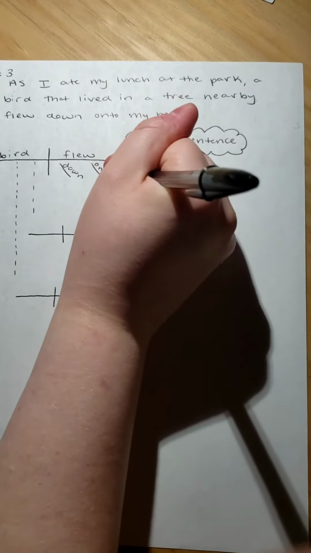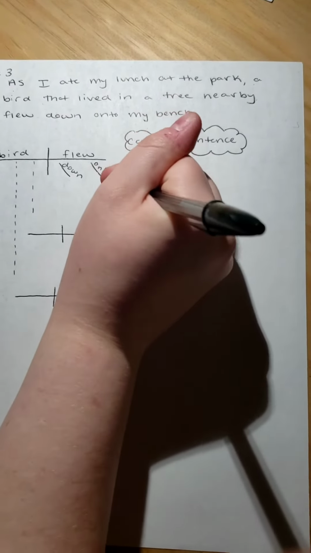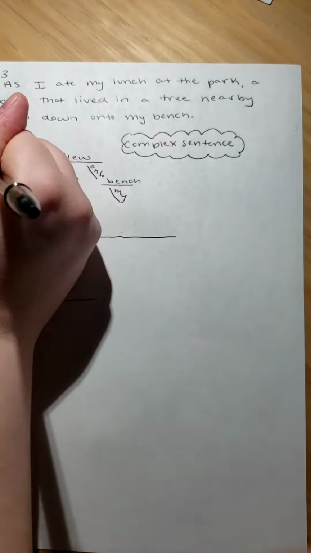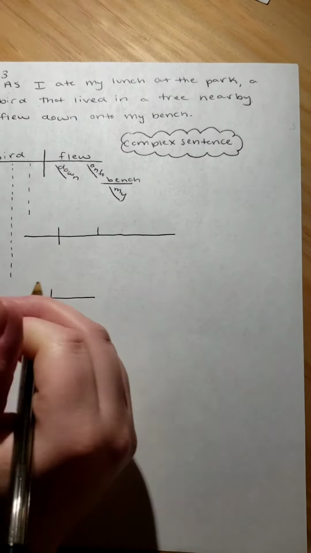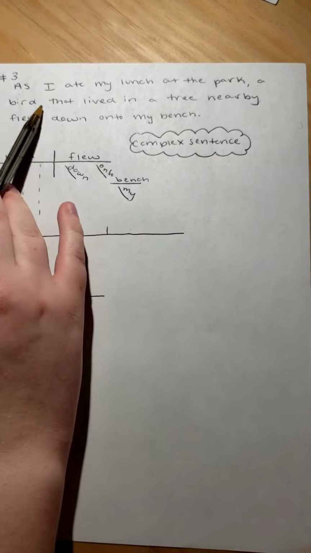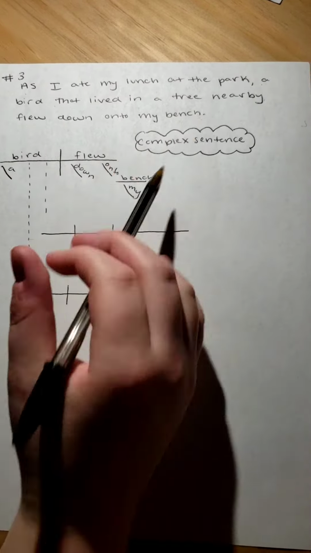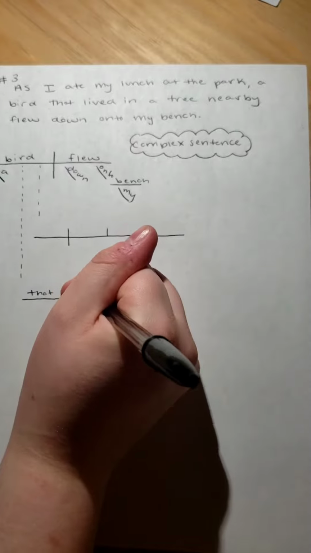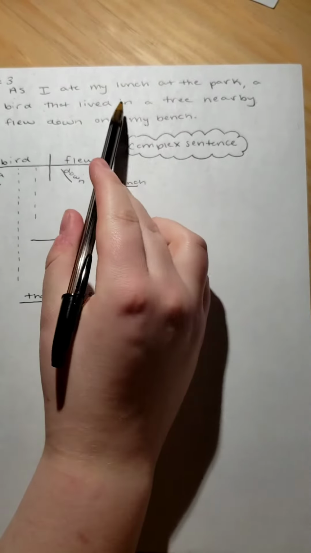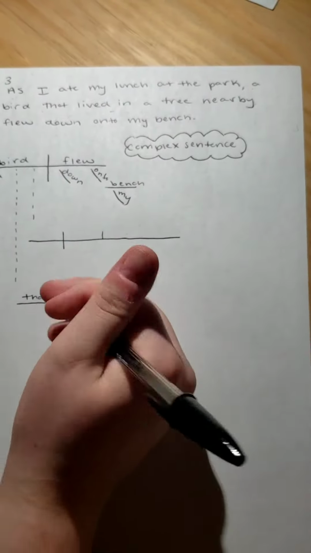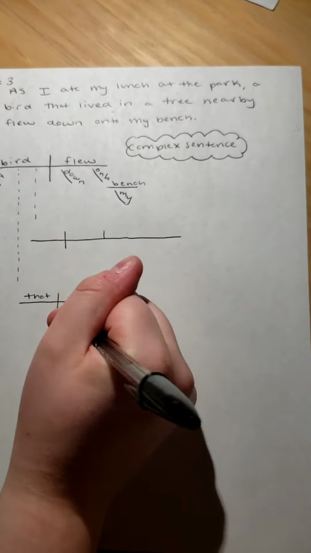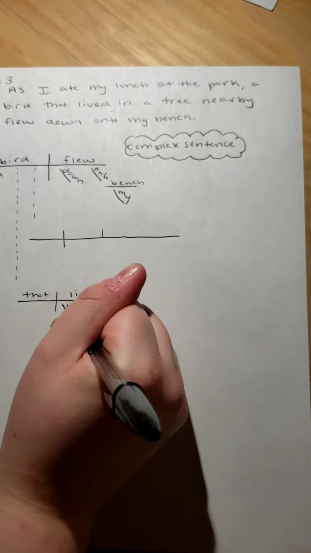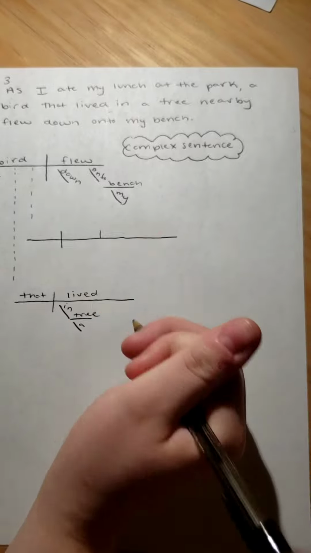Onto, bench. And my is a pronoun. Don't forget the article. So we'll move on to the relative clause. That lived in a tree nearby. That lived. And then in a tree, another prepositional phrase. In, tree, our article. And then where did it live?